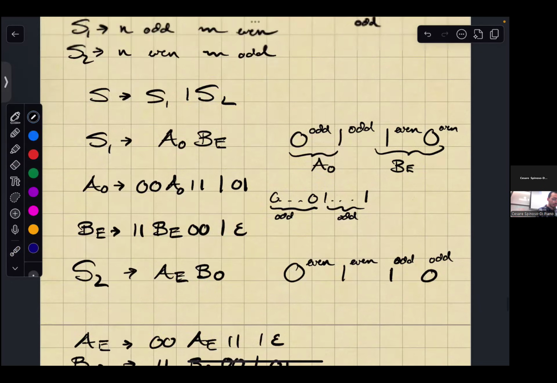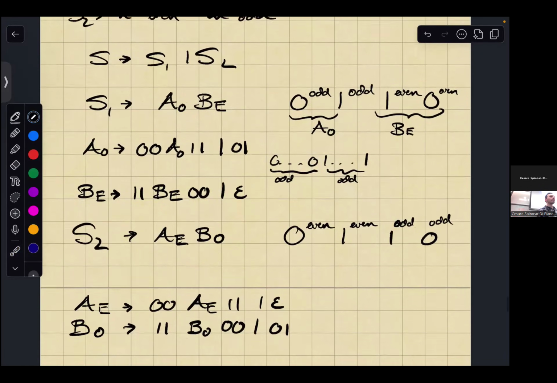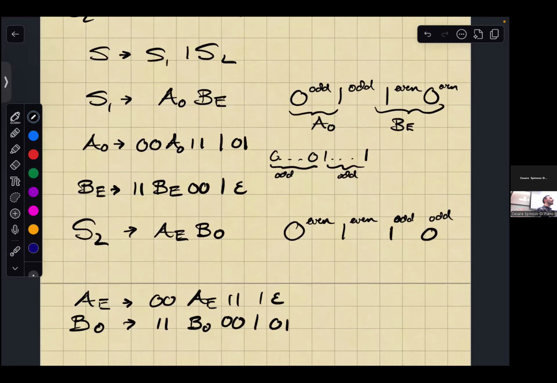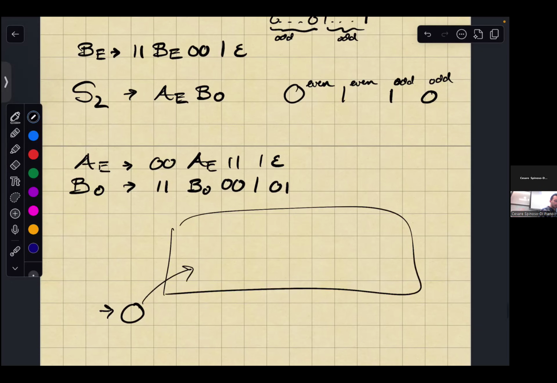Right, because remember the language is zeros, ones, ones, and zeros. Okay, cool. Nice. So this is a context-free grammar. Yeah, you could have also done a PDA. I'm not going to do it because my hand is getting tired. But to do a PDA, the general logic would have been, I have maybe two branches.